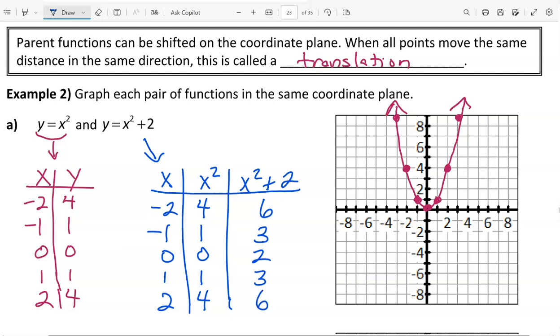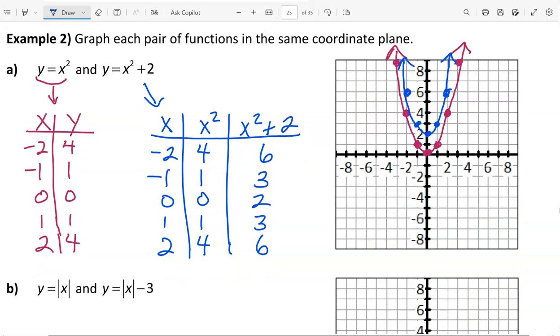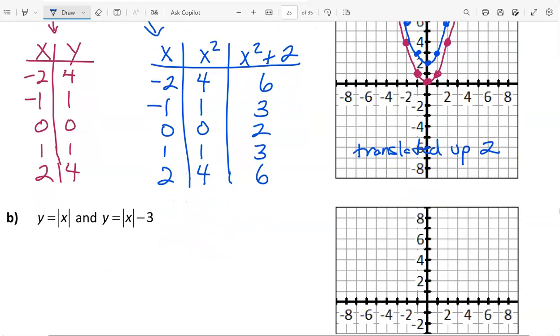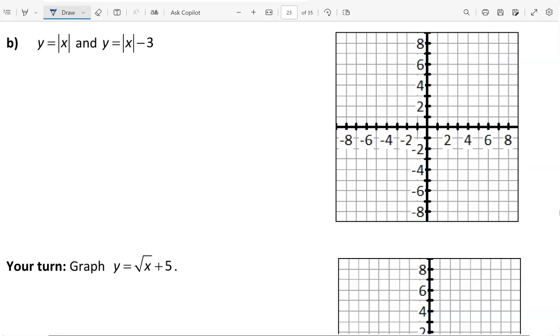So the points are -2, 6; -1, 3; 0, 2; 1, 3; and 2, 6. When we connect those points to form the function, we can observe that this is translated up 2, or shifted up 2.